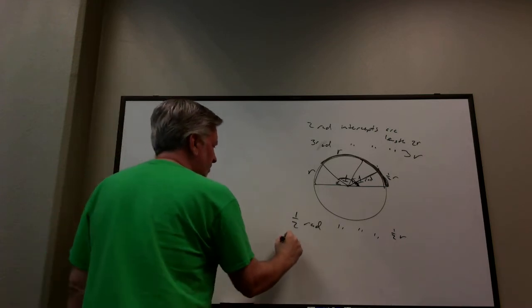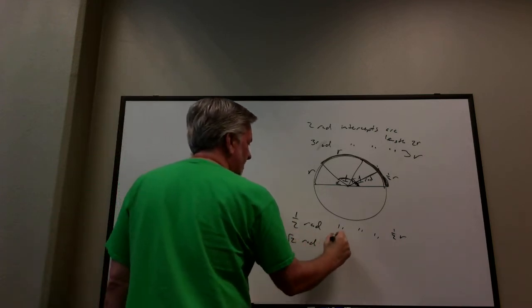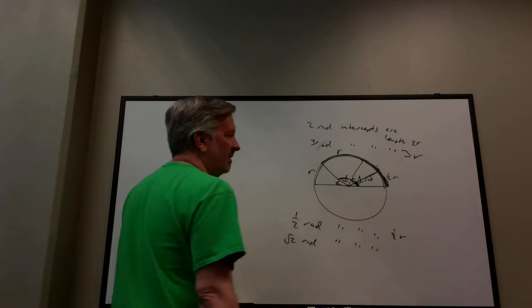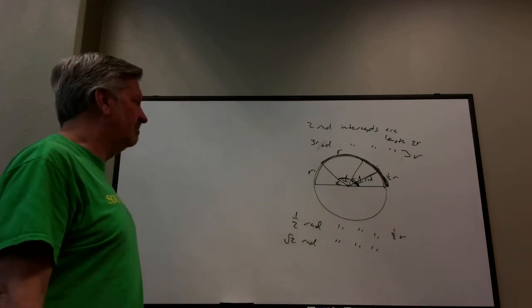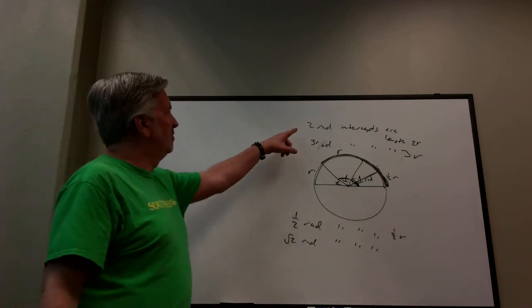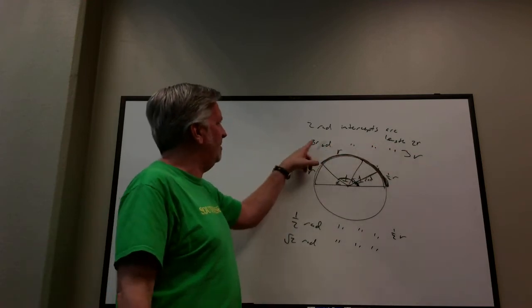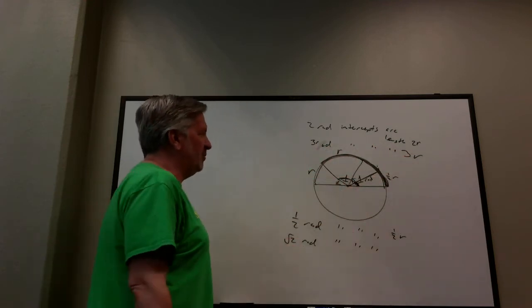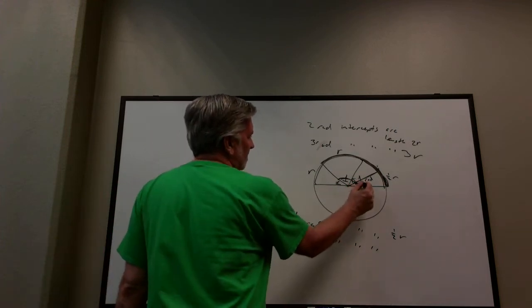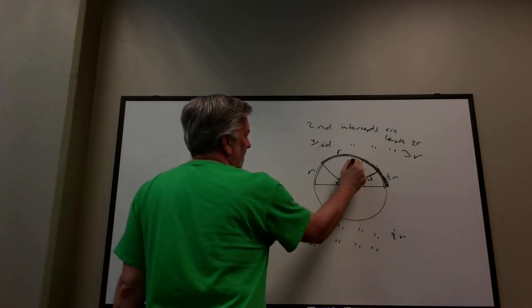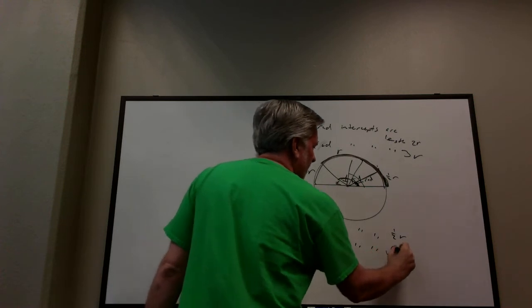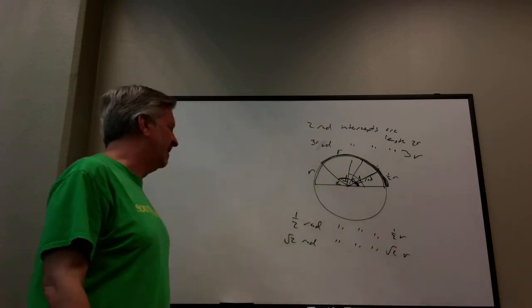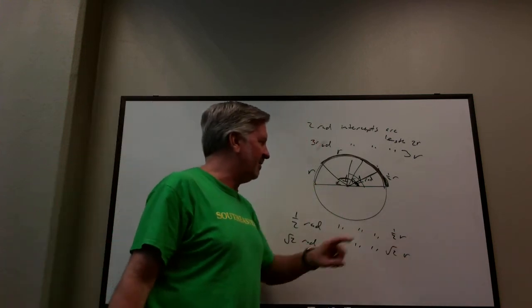Right? What if I took square root of 2 radians? Intercepts an arc of length how much? Do you see the pattern? 2 radians intercepts 2r, 3 radians intercepts 3r, half a radian intercepts half r. Square root of 2 radians, which is somewhere in about here, would intercept how much? Square root of 2r. Do you see the pattern, right? It's just multiply the amount of radians by r.